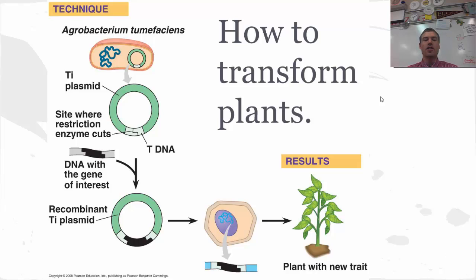Then the bacteria will actually insert its DNA, that Ti plasmid, into the cells, and now the plants have that, which is really, really cool technology that allows us to transform plants, not just bacteria. So really cool stuff. It kind of acts like a virus to plants.